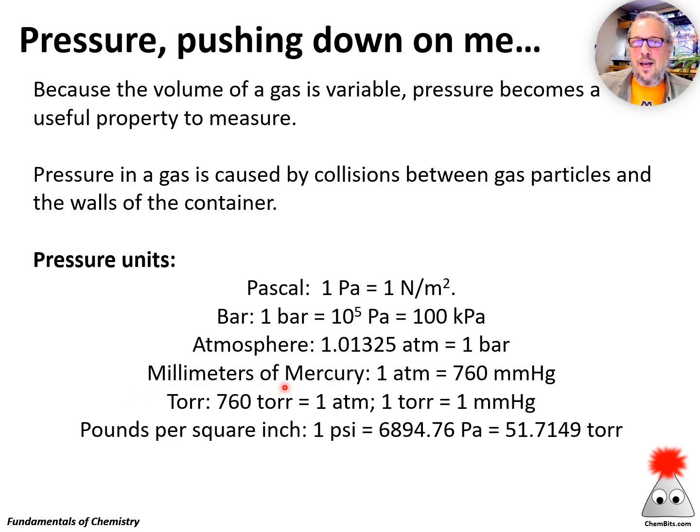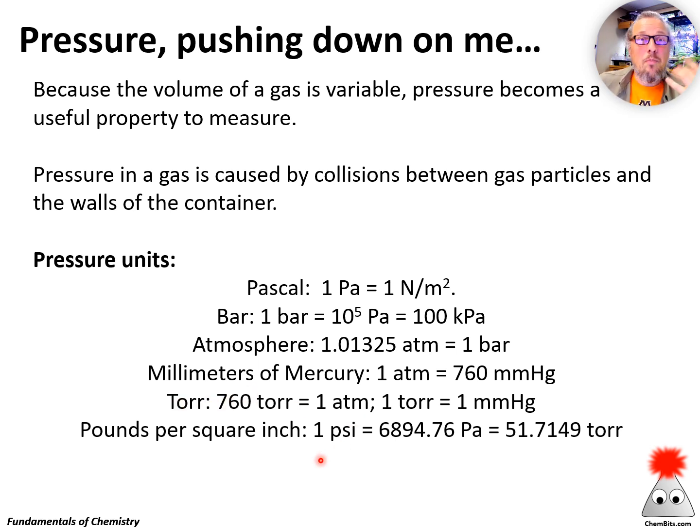Millimeters of mercury can be kind of an awkward unit to use. So there's this unit called the torr. 1 torr is 1 millimeter of mercury. So they're the exact same unit. It's just what we call them. 760 torr is 1 atmosphere. Torr, named after Italian physicist Torricelli, but I forget his first name off the top of my head.